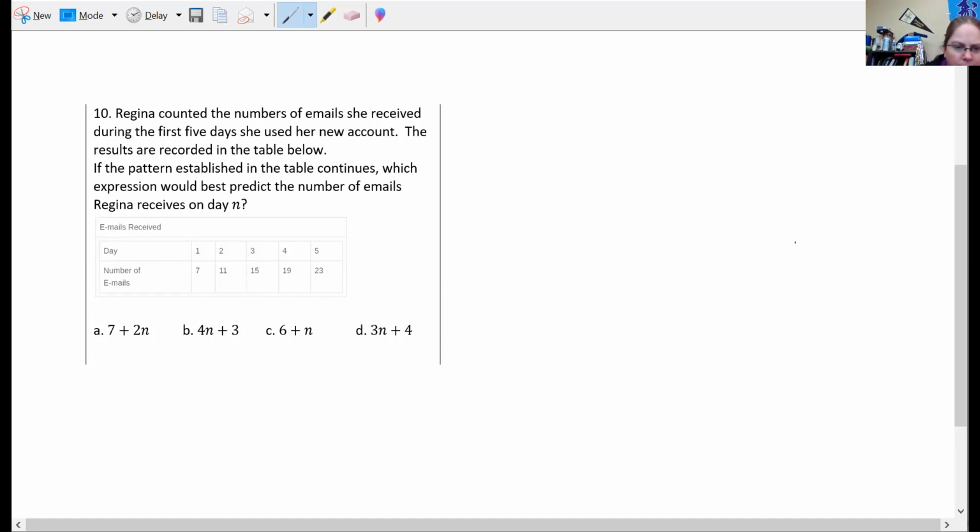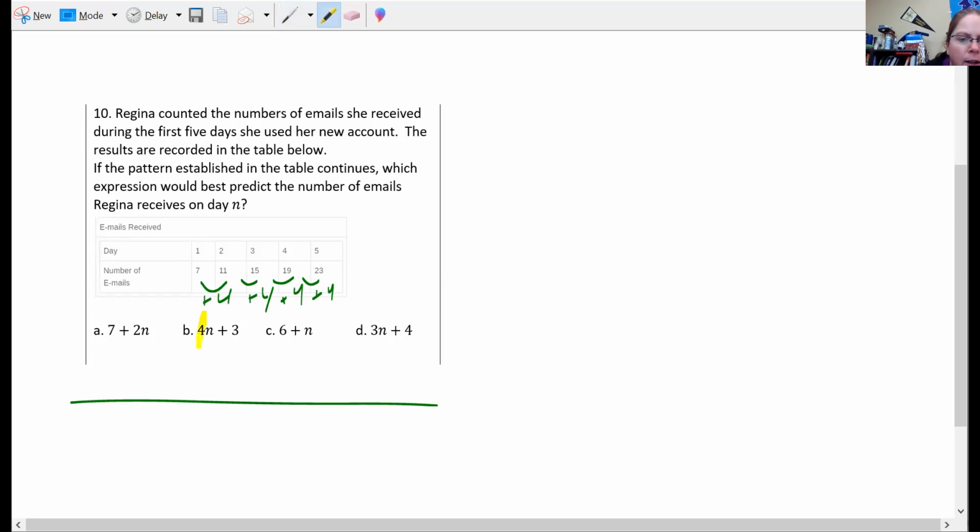Notice all the answer choices down here. They are all arithmetic, so I can look at what I'm adding to get the next. We're adding 4, adding 4, adding 4, adding 4. So I need a 4 in front of the n, which is only that one. And then we can double check to make sure that that actually works. If I plug in 1, 4 times 1 is 4, plus 3 is 7. That works.